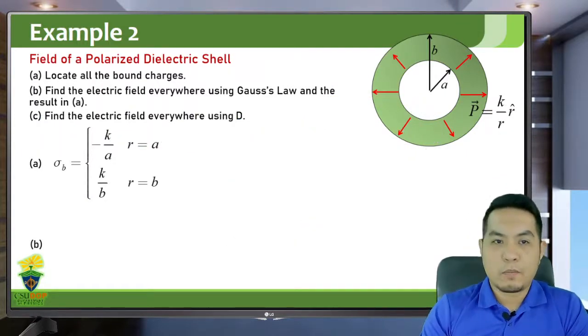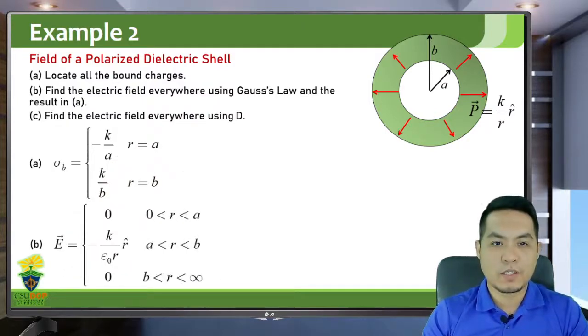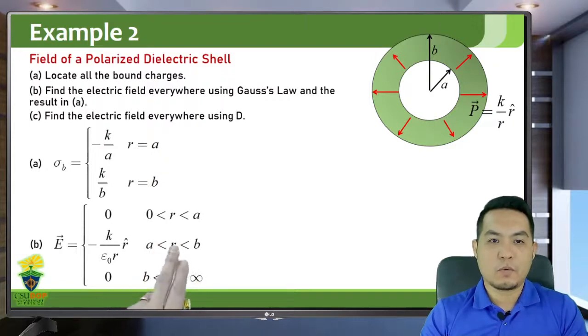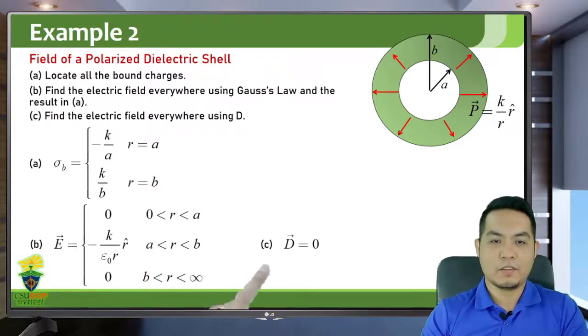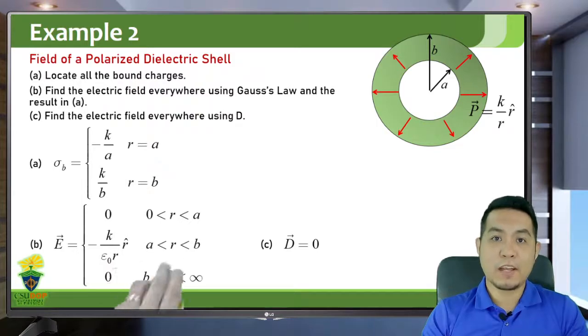So this is the summary for this problem. These are the locations of the surface bound charges, and these are the electric fields in region 1, region 2, and region 3. And for letter C, the electric displacement is 0. You will still obtain the same values for the electric fields in all the regions.